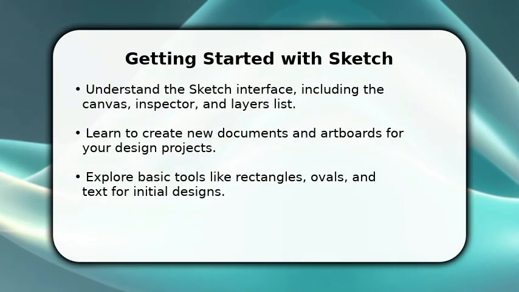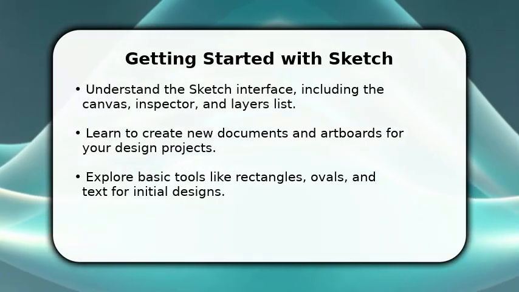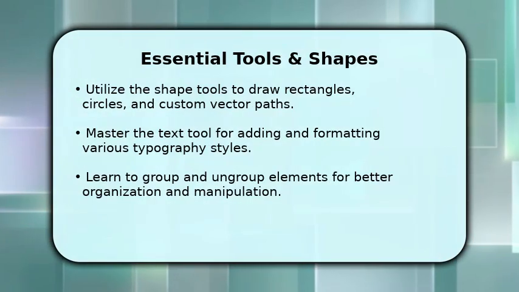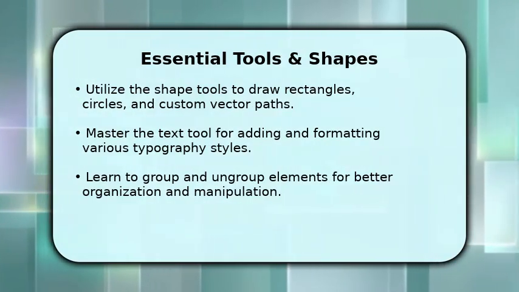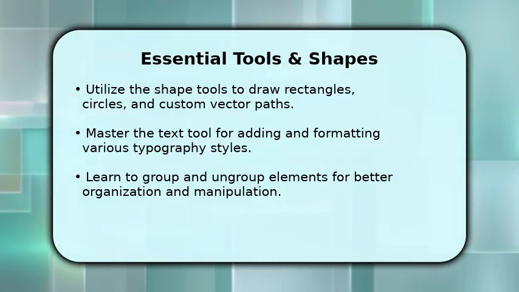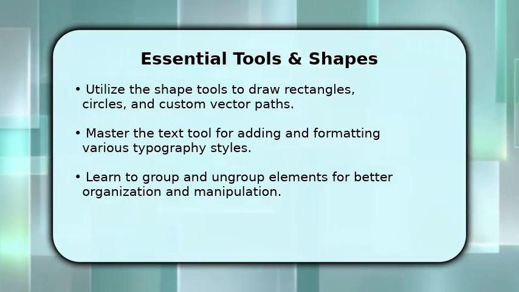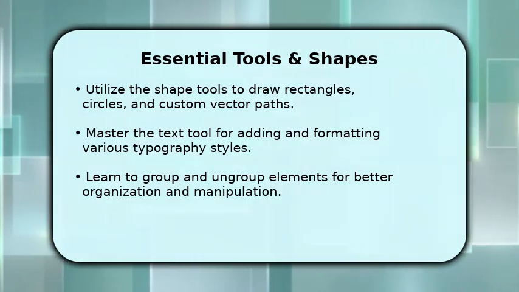Begin by creating a new document and adding your first artboard, perhaps a standard web or mobile size. Now, let us dive into creating. Select the rectangle tool from the toolbar and draw a shape on your artboard. You can easily adjust its size and color using the inspector. Experiment with the oval and line tools too.